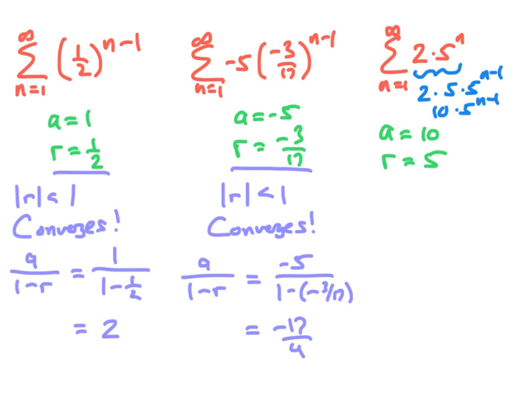Our third geometric series has a ratio of r equal to 5. The ratio there is bigger than 1. It's greater than or equal to 1. And so this tells us that our geometric series will diverge. And because it diverges, there is no sum. We know this sum will get larger and larger the more terms we include. And so there's no sum to find in this case.